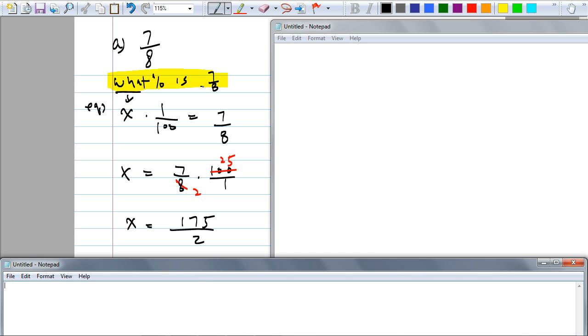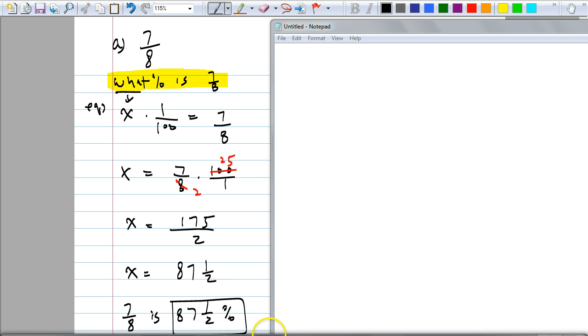Okay. So this is really, I could write this as a mixed number. 175 over 2 is 87.5, right? So we found that 87.5% is equal to 7/8. Does that make sense? Because 7/8, remember we talked about this. 7/8 is almost like 100%, isn't that right? We knew it was a little bit less than 100%. So what is it precisely? How many percent is 7/8? If you have 7/8 of something, how many percent is that, guys? 87.5%. That's what we found.